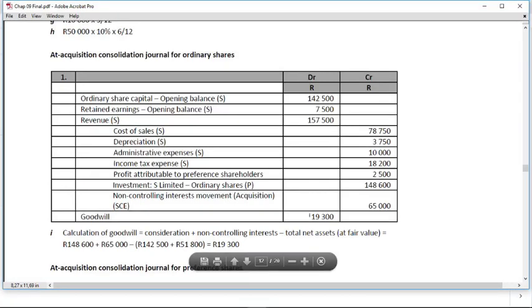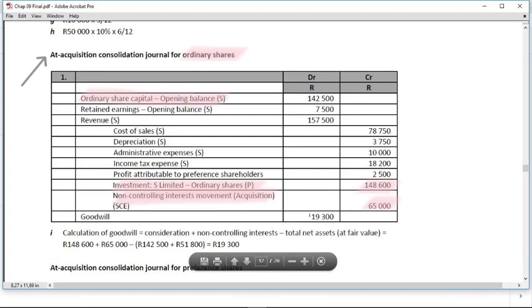Now that you have the at acquisition retained earnings of the subsidiary, you can write the at acquisition consolidation journal entry, and we will first do the one for the ordinary shares. First, have a look at what is still the same. The ordinary share capital eliminates against the investment by the parent, which is the cost, and you get that amount from the trial balance. You measure NCI, and the fair value in this instance was given.